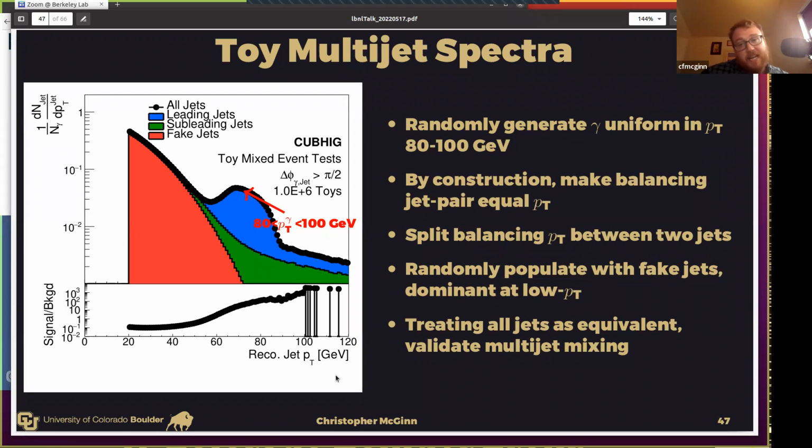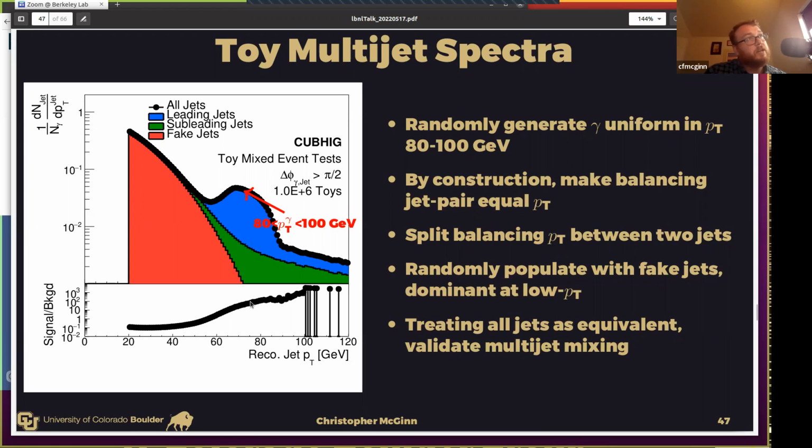I'm not going to go over the exact algorithm because it's a little boring, but this is just a toy multi-jet spectra to show you that we can get closure if we think about it. So I've just randomly populated events with 80 to 100 GeV gammas. There's leading and subleading jets opposite that photon. So it's not leading in the sense that it's the highest pT object, it's the leading balancing jet of the gamma. And you can see this bump here is just because the 80 to 100 GeV selection pulls this distribution up. My subleading jets are typically lower than my leading jet by definition. But then I populate with a huge number of fake jets. That's what the red band is.